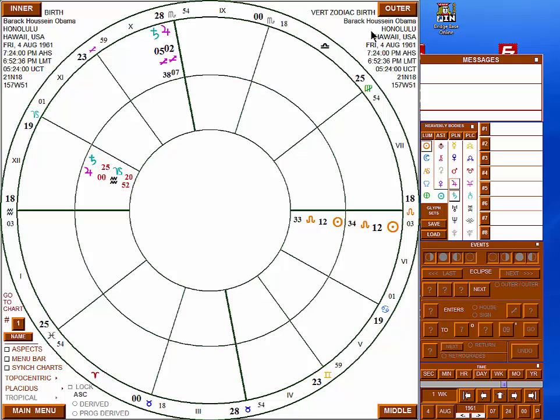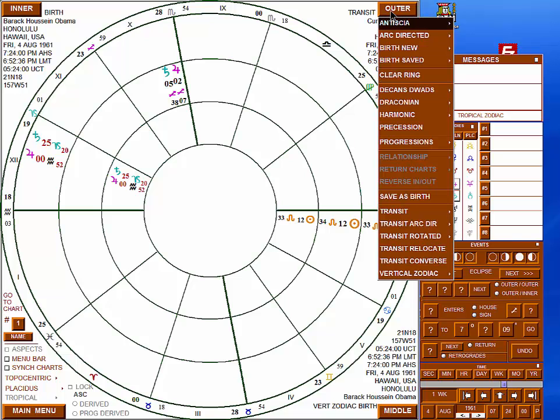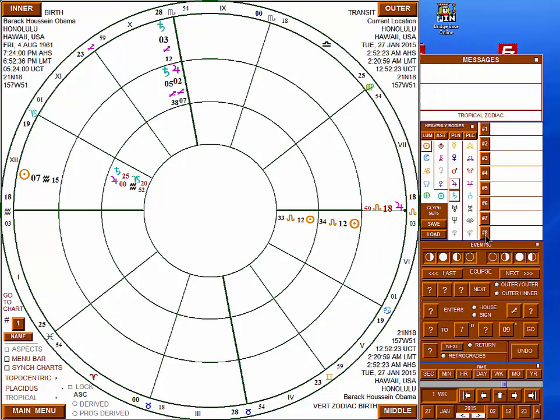I will now add another ring and stipulate that I would like to see the transits in the outer ring. So I go transit, outer ring, time now. And here is Saturn, transiting Jupiter, transiting Sun.